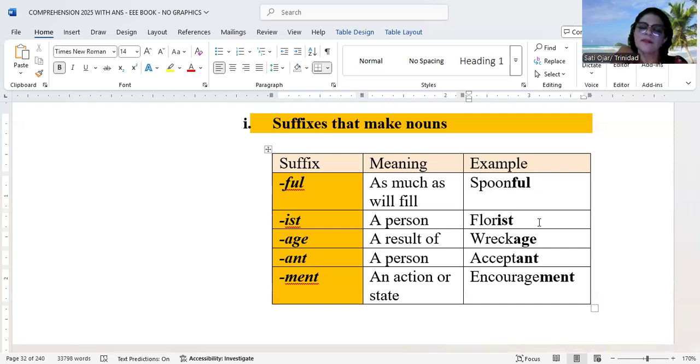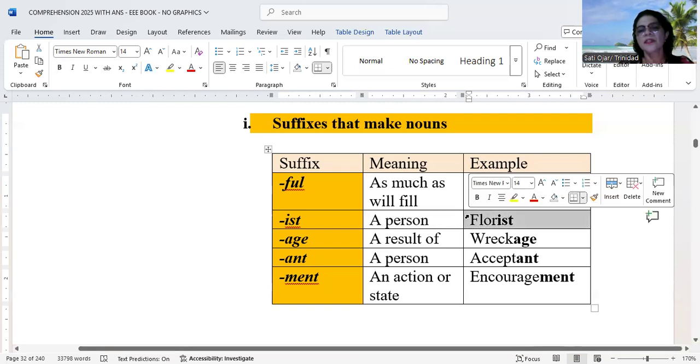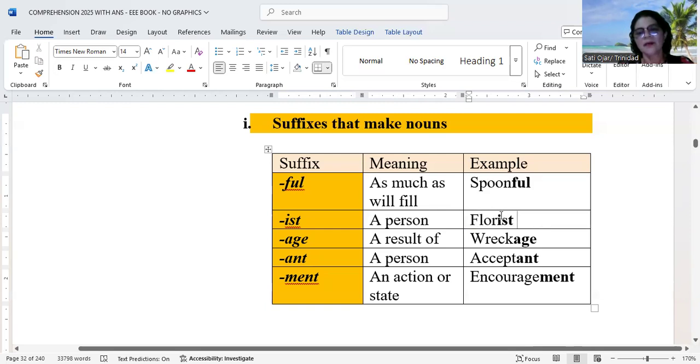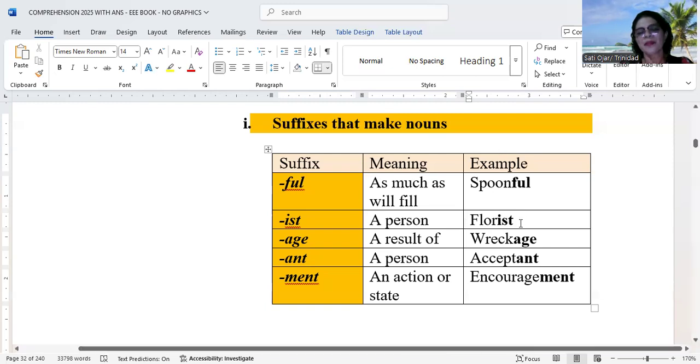Go ahead, Junior. A result of. No. What is a florist? A person who deals with what? A floor. Ah, it's a tricky one. A florist. Anybody want to tell me? Xavier? A person who repairs flowers. Who sells flowers? A person who deals with flowers is a florist. So this was a tricky one, right?